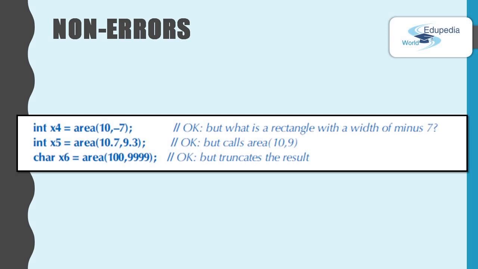Now the third code line. The initialization of the variable x6 suffers from a variant of the same problem as in the second code line. The int value returned by the area function will be assigned to a char. The most likely result is for the variable x6 to get the truncated value.